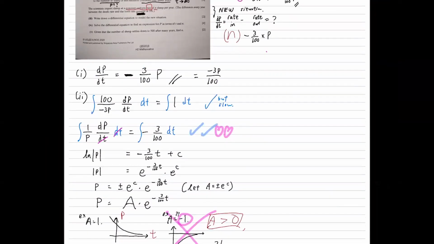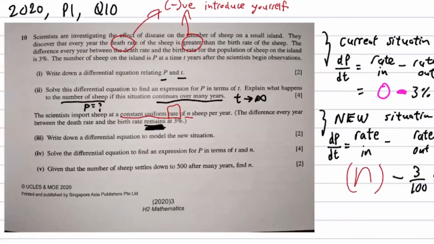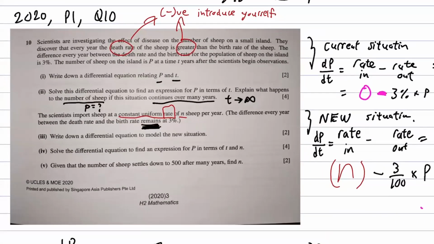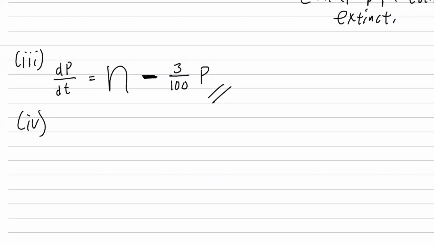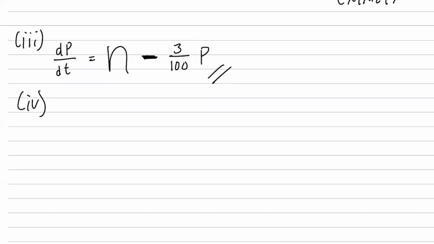Okay, part 4. Let's read part 4. Solve the differential equation to find an expression for p in terms of t and n. They purposely never tell you what n is, so you still need to keep it as an unknown. All right, so just solve. How to solve? Can you tell me what this is? Separable or normal? Separable.